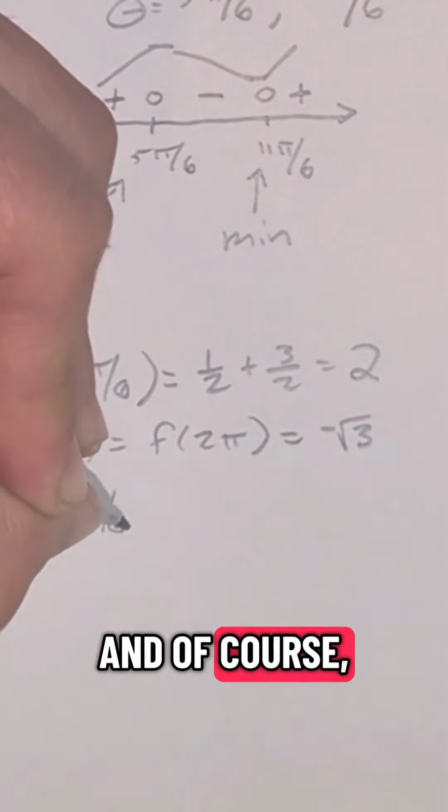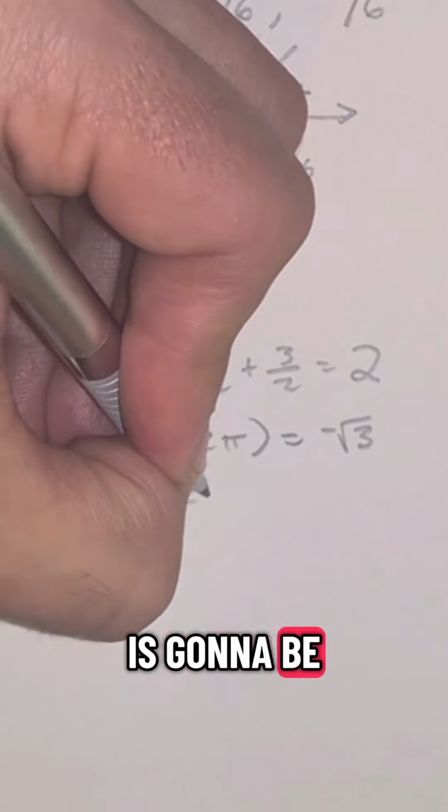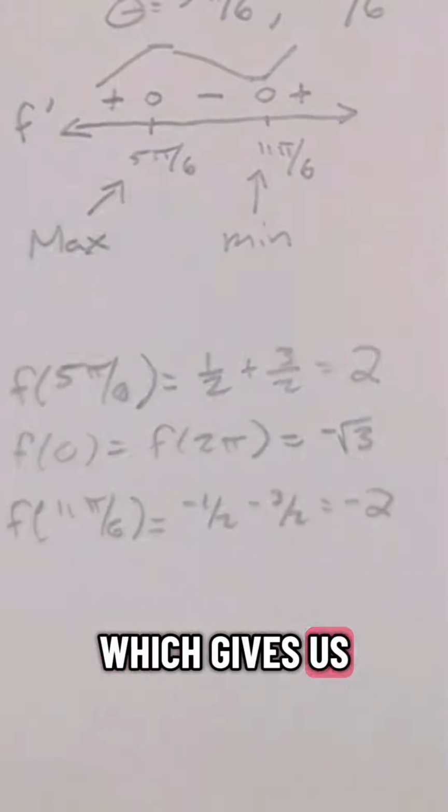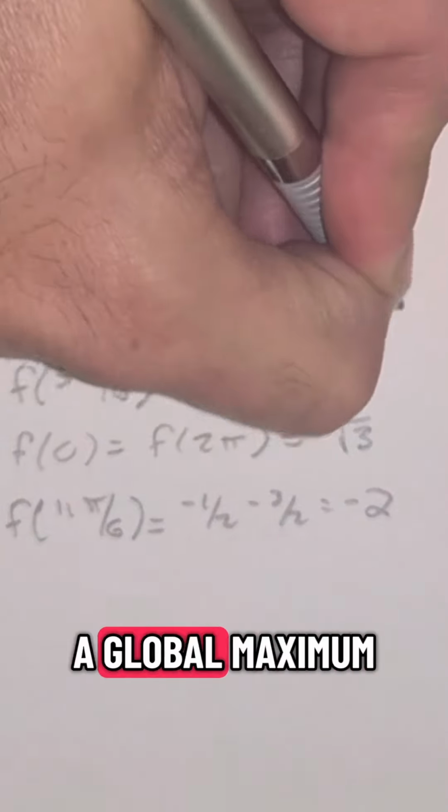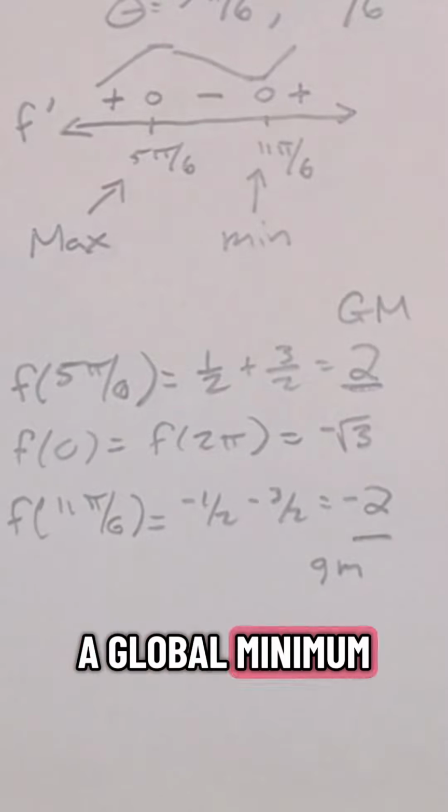And of course, f of 11 pi over 6 is going to be your local minimum, which gives us negative 2. And now we see if we were doing the interval from 0 to 2 pi, you would have a global maximum at 2 and a global minimum at negative 2.